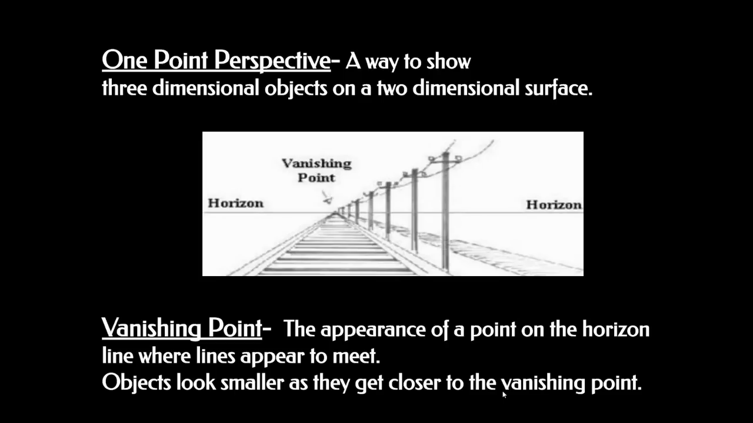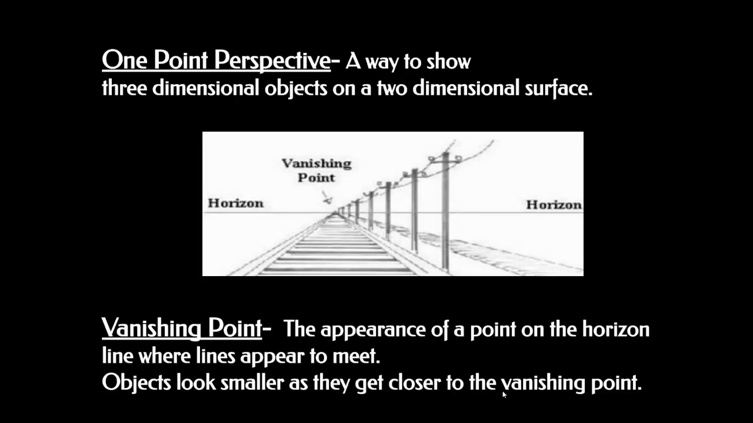Let's look at this image together. First, you'll notice the horizon line in this situation is where the sky meets the land. Now let's look at the diagonal lines, which are actually the sides of a railroad track. Notice how they meet at the vanishing point on the horizon line.